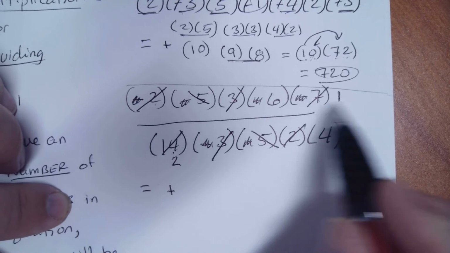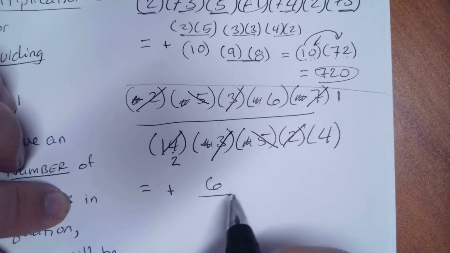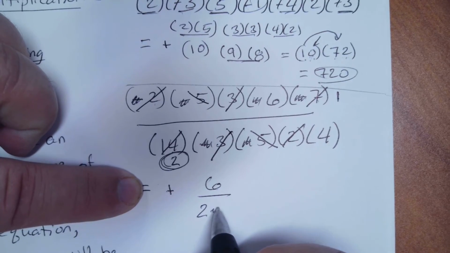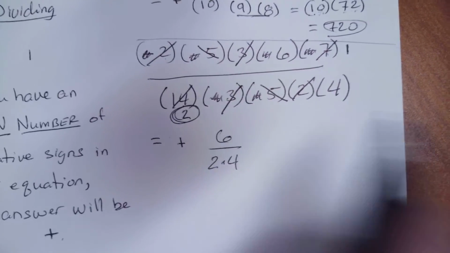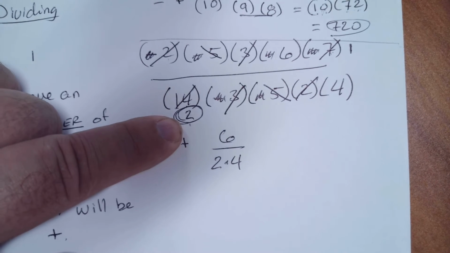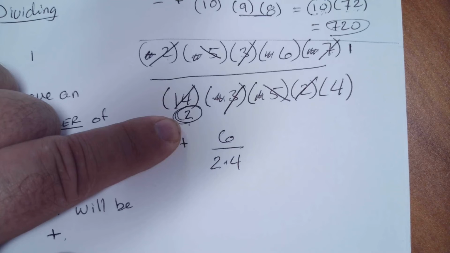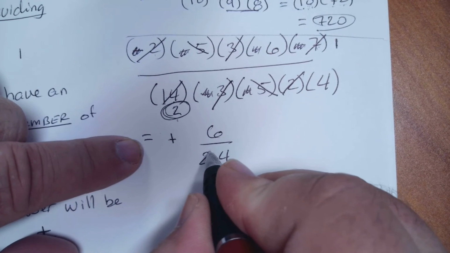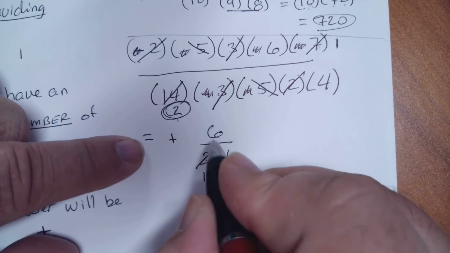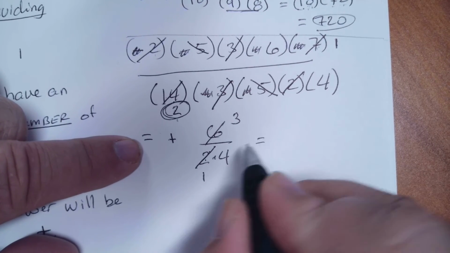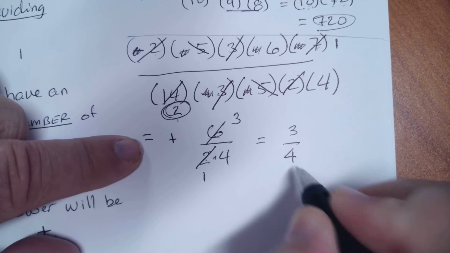So what do I have on top left? I just have a 6 on top. And what do we have on the bottom? And this 2 here. So I have 2 times 4. Don't forget, when we did the 7 goes into 14 twice, we have a 2 here. Can anything cancel now? Does 2 go into 2? Yes, 1 time. Does 2 go into 6? 3 times. So what I have left is 3 over 4.